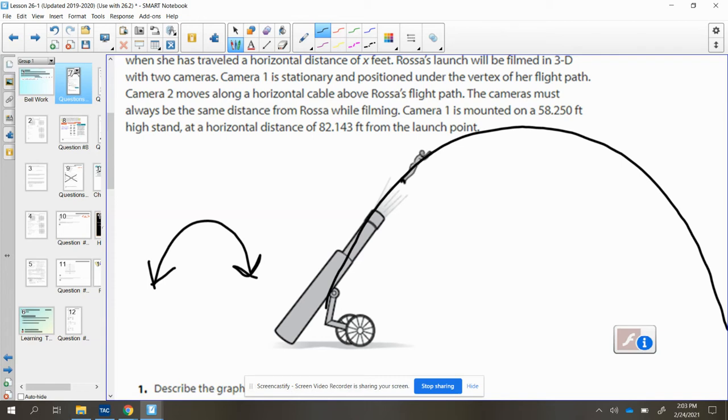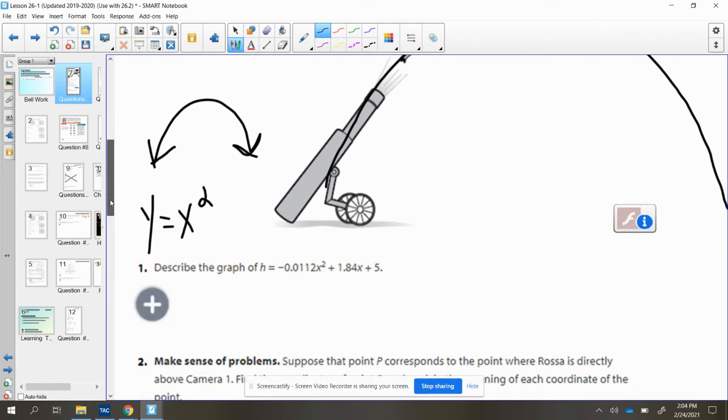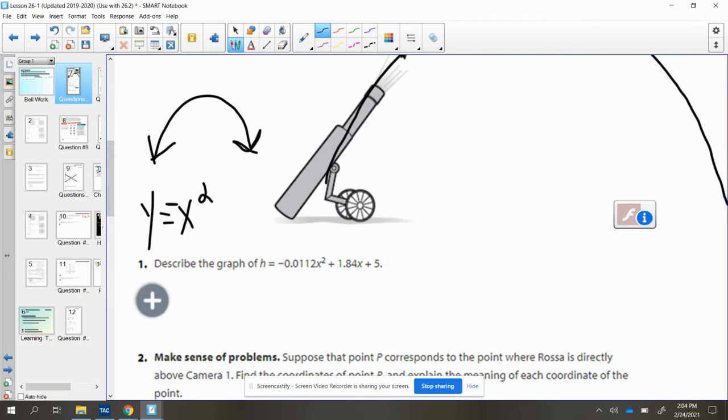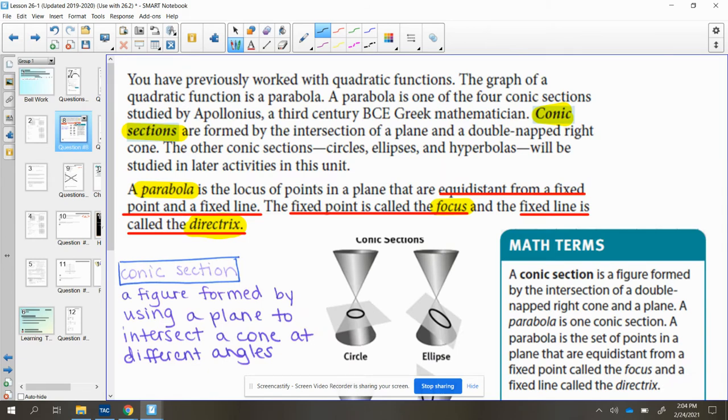And parabolas aren't new information to us because we've talked about them before this year back in Unit 2 when we talk about having y equals x squared would be a parabola, or in this case, a downward facing is negative x squared, or if we have a left and rightward facing one, that's when it's x equals y squared, or negative y squared for left facing. So we've talked about parabolas before, but now we're more so going to be talking about them with respect to being a conic section. Now, what is a conic section?